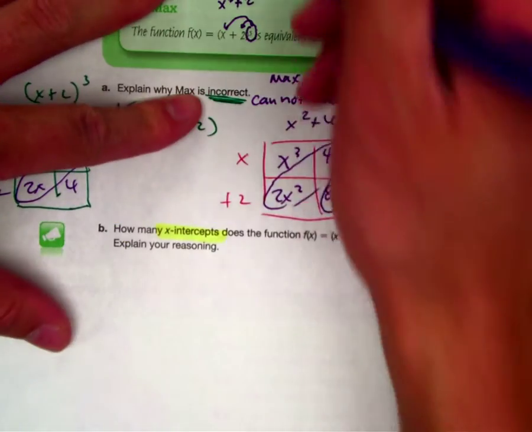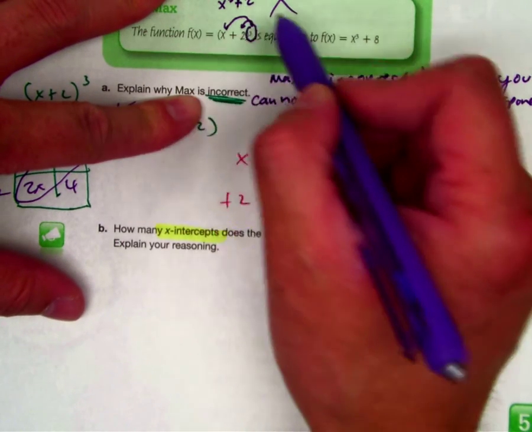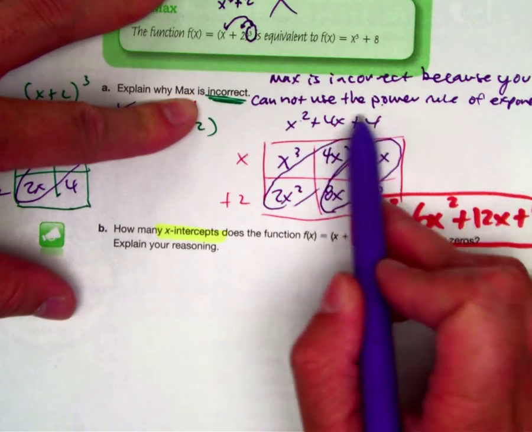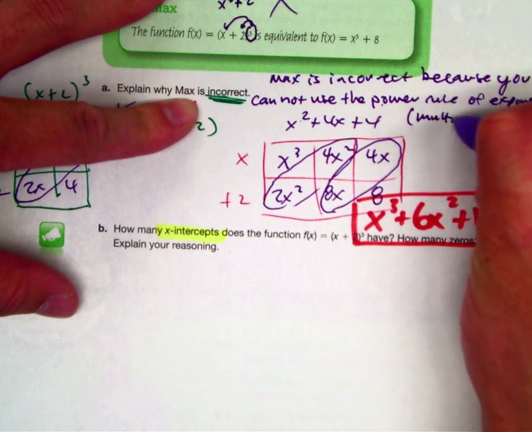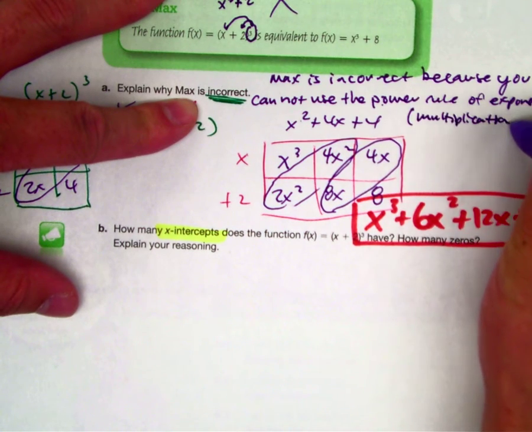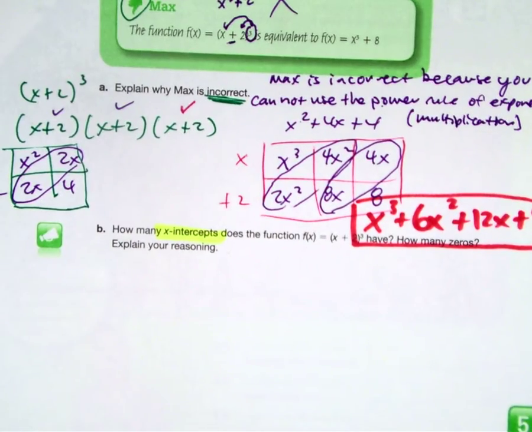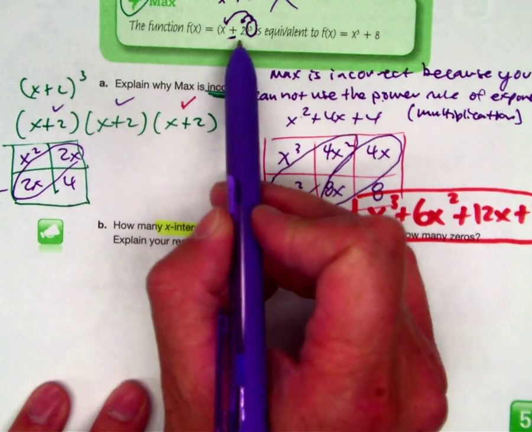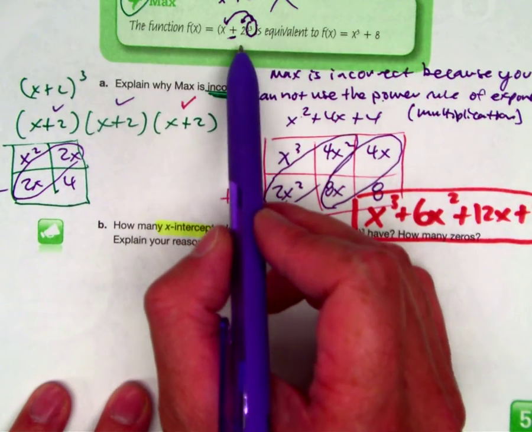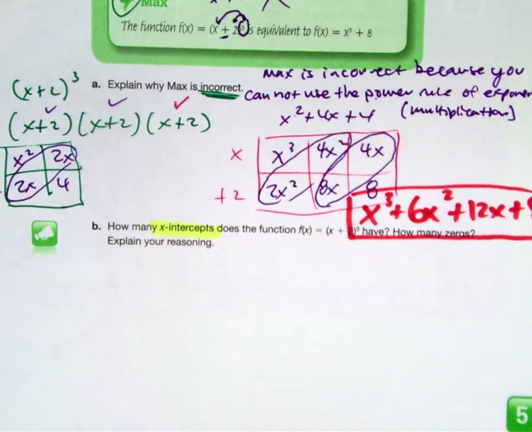And the reason why this does not work is because the power rule of exponents only works for multiplication. He has addition here. You see that? So, number 1 mistake, if you see this on your quiz, the student who's going to repeat the class is going to do what Max did. So don't do what Max did.